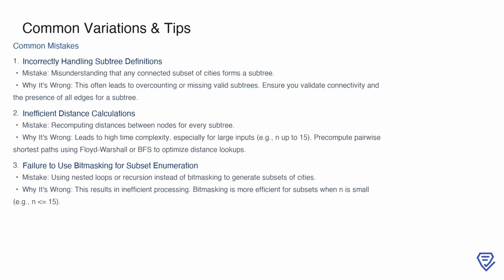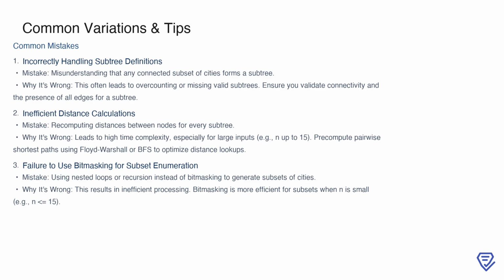When solving this problem, there are a few common mistakes to watch out for. First, misunderstanding what constitutes a valid subtree can lead to errors. A subtree must be a connected subset of cities, and all edges in the subset must be present. If you don't carefully validate this, you might count invalid subtrees or miss valid ones.